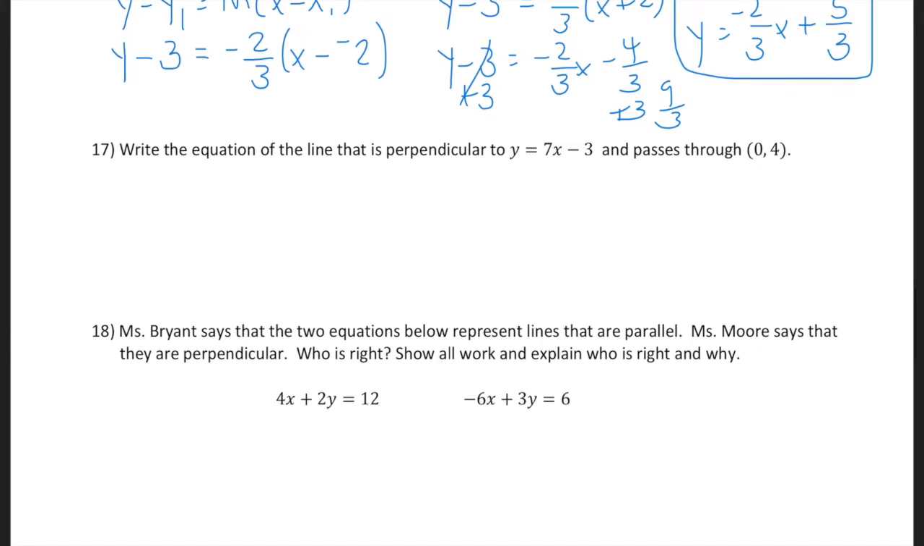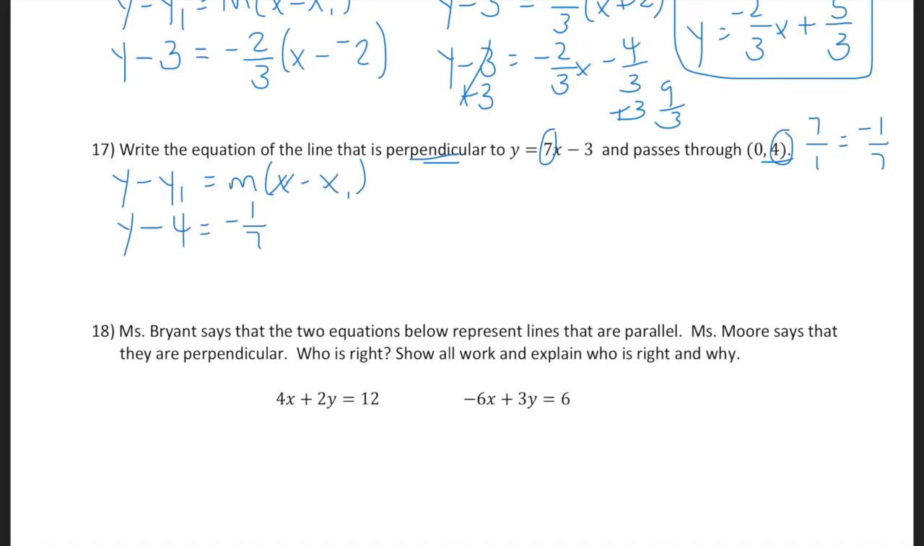Write the equation of a line that is perpendicular to y equals 7x minus 3 and passes through 0, 4. So we need our point slope formula. And y minus y1 is 4. Now I need my slope. The current slope is 7, but I need the perpendicular slope. So if 7 is really 7 over 1, it would be 1/7, and I have to change it to negative. So negative 1/7 would be the perpendicular slope, and 0 is this.